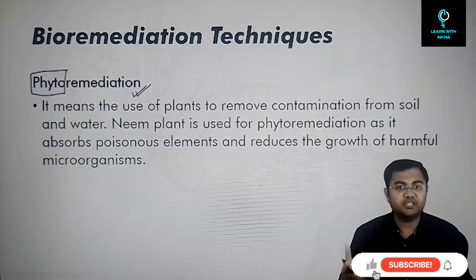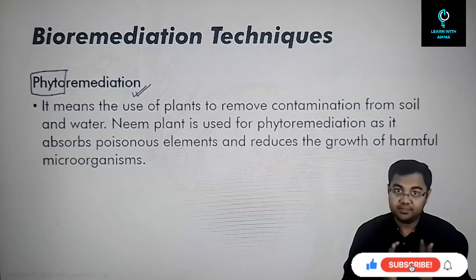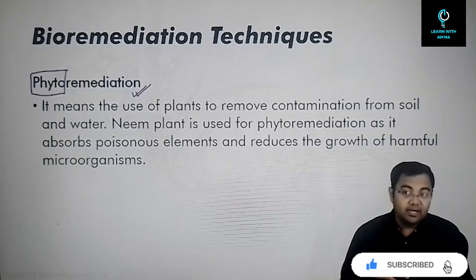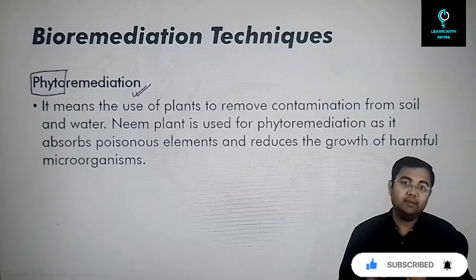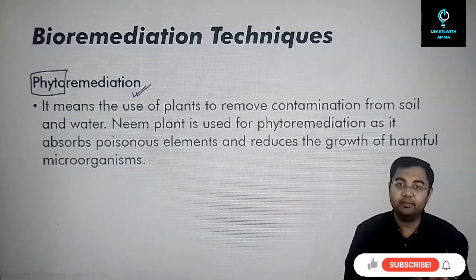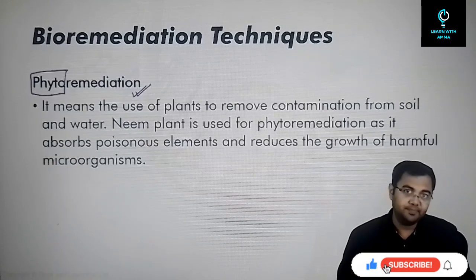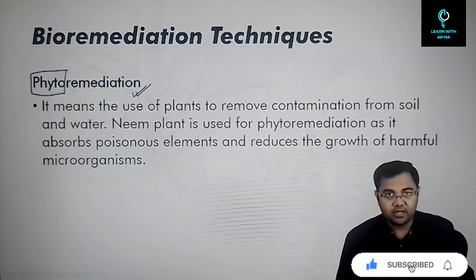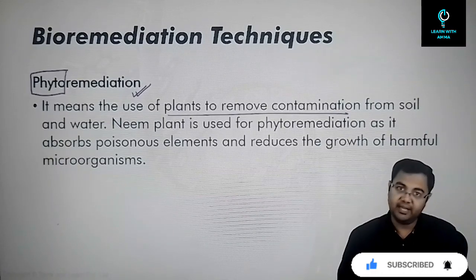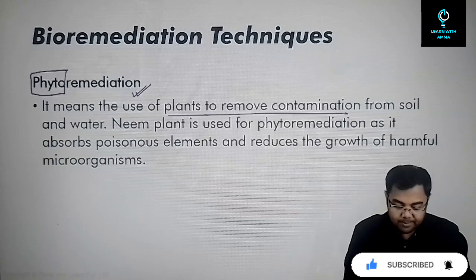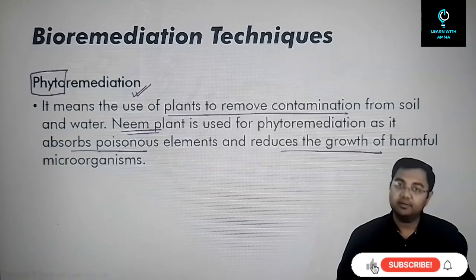The neem tree is known for its properties that it will be able to kill some of the harmful microorganisms. It will be able to treat the given area of any poisonous element or any heavy element that would be present there. So all these properties are known in the neem tree. So it is a kind of phytoremediation technique: use of plants to remove contamination from the soil and water. The neem plant absorbs poisonous elements and reduces the growth of harmful microorganisms.